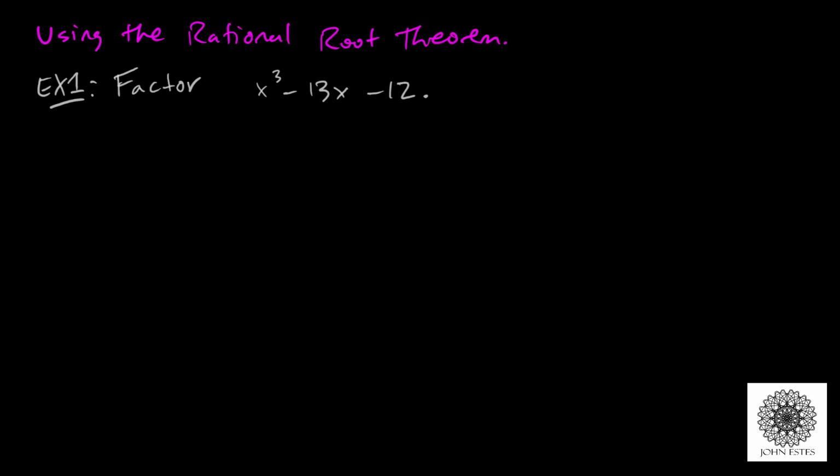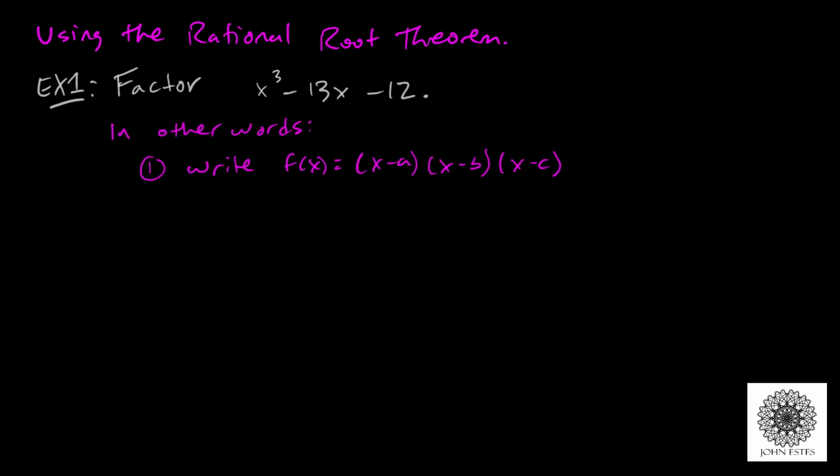I think the rational root theorem is going to help us out because when we say factoring x cubed minus 13x minus 12, we mean several things. In other words, let's write this function as f of x equals x minus a times x minus b times x minus c. Here I mean f of x being the polynomial we're trying to factor. So we could factor it as three different things. That's one thing they want us to do.